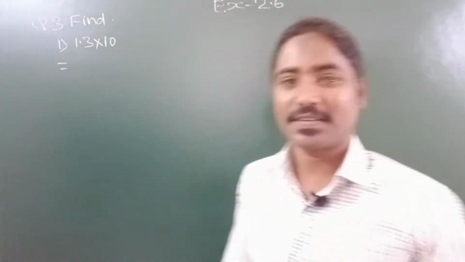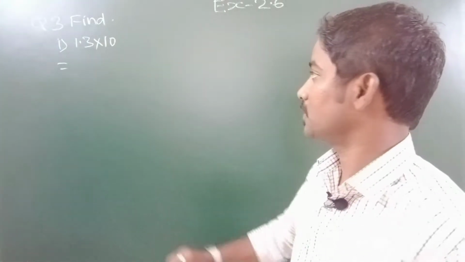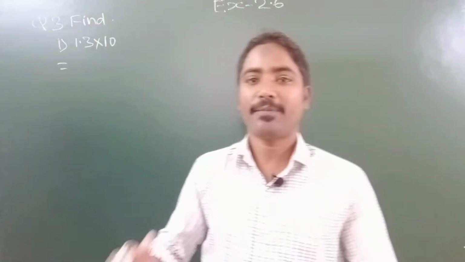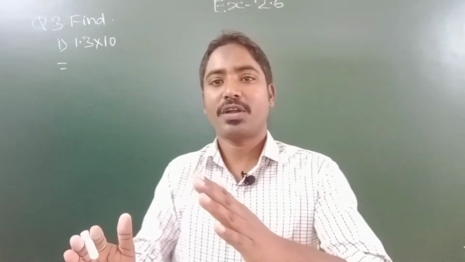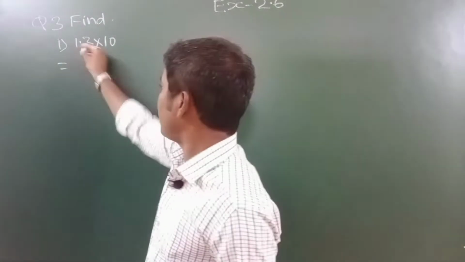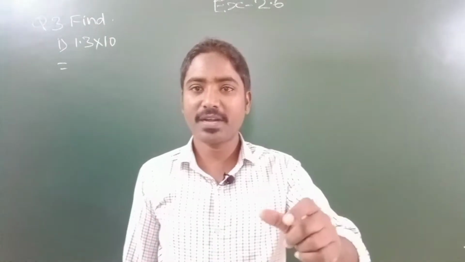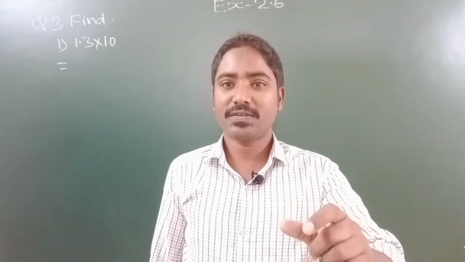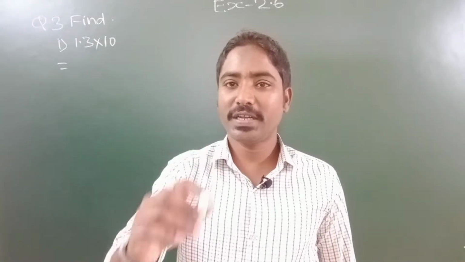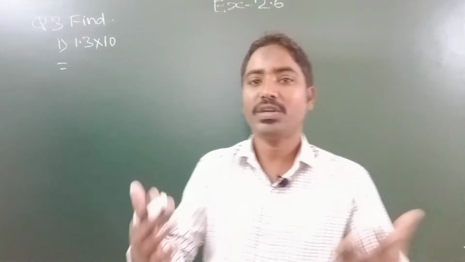So in today's session we will solve question number 3 of exercise 2.6. What is question number 3 stating, students? We have to find the product of two decimal numbers. Here see 1.3 into 10. If you observe all the segments of the question, you will find that there is multiplication only by 10, 100, 1000 and so on. So what to do in this case?